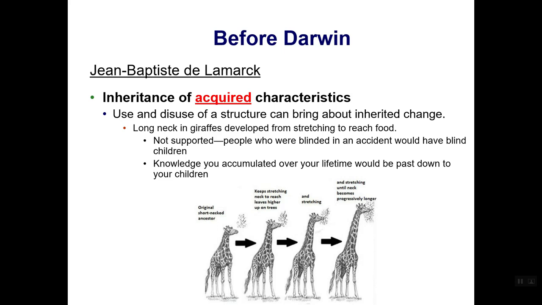So, for example, the knowledge you accumulated over your lifetime would be passed down to your children, but that's not the case. As an infant, a child doesn't know the things we know. They gain those over the course of their own lifetime. So that kind of debunks the thought processes that Jean-Baptiste de Lamarck had.